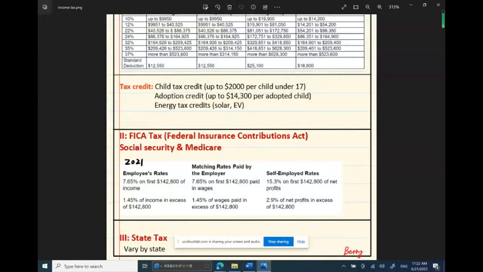And a very important thing about the FICA tax, how to calculate how much you pay, is the rates, as you see in the table, 7.65% and 1.45%. Those rates are applied directly on the total income, your gross income, not taxable income. That's the main difference between federal income tax and the FICA tax.